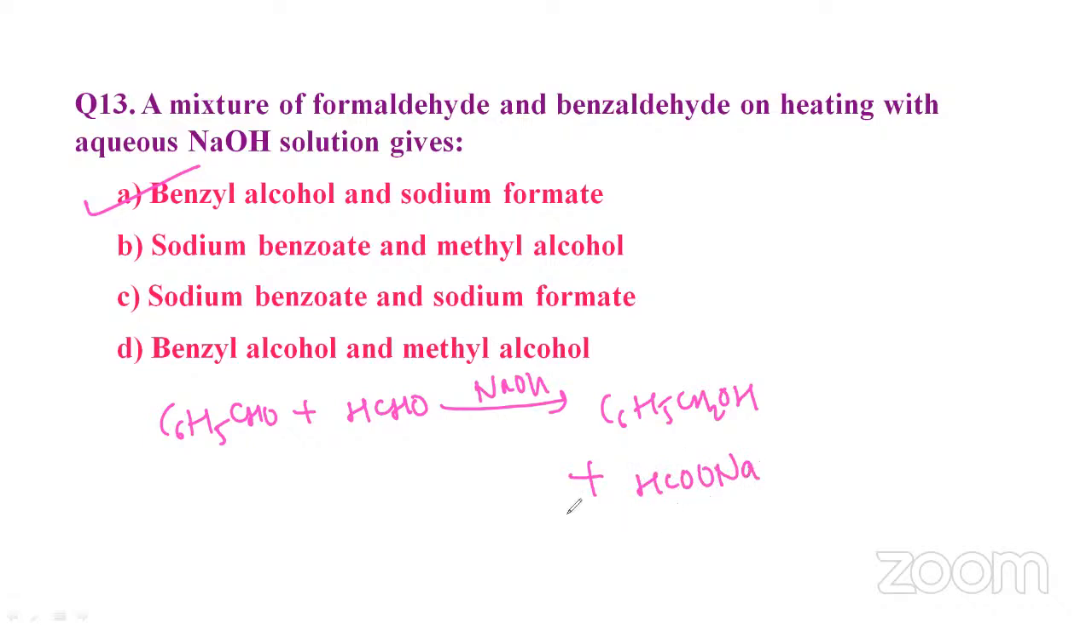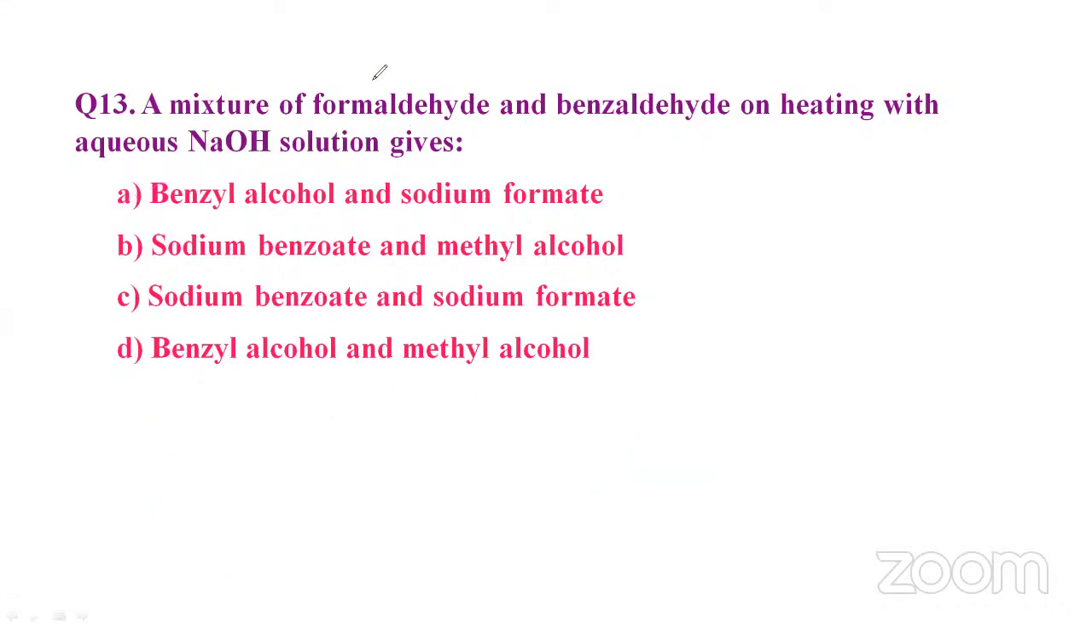So this is an example of what type? The two are different, so it is a crossed Cannizzaro reaction. Understood? So we'll go for the next one.